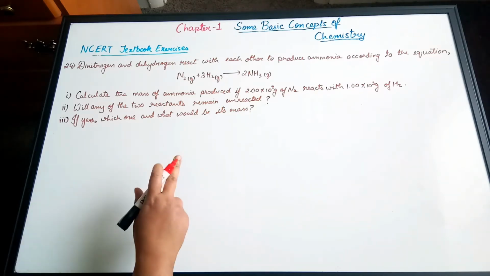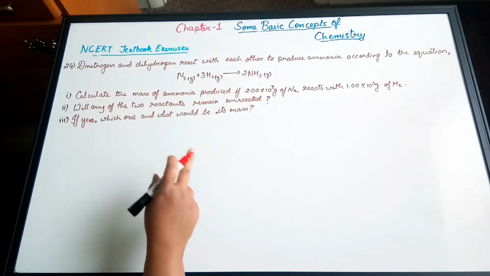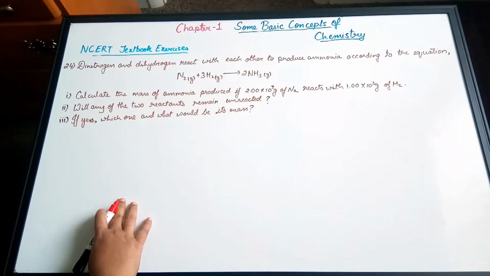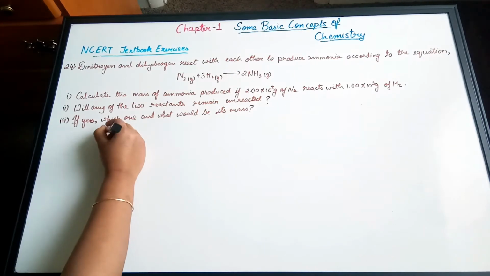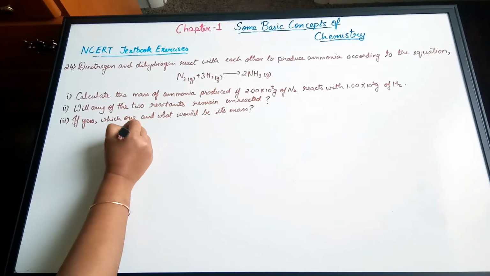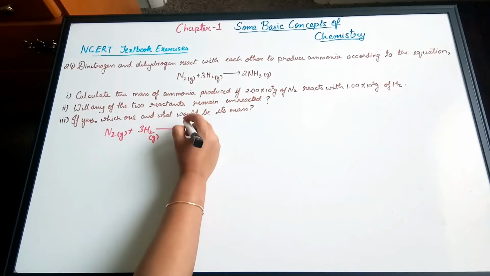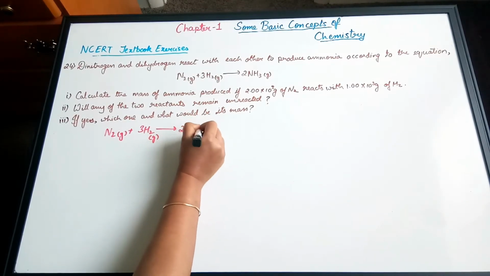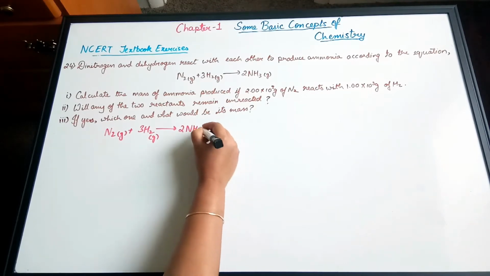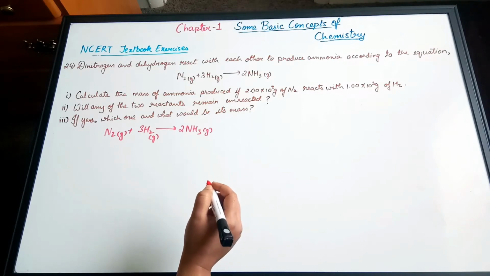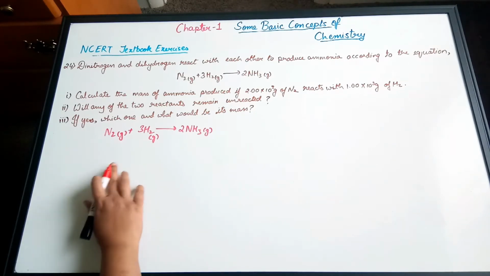So first of all, this equation is a balanced chemical equation because the mass of the reactants equals the mass of the products, or this particular reaction follows the law of conservation of mass. So N2 plus 3H2 gives rise to 2NH3. This is also a gas. So first we need to calculate the number of moles of dinitrogen and dihydrogen.